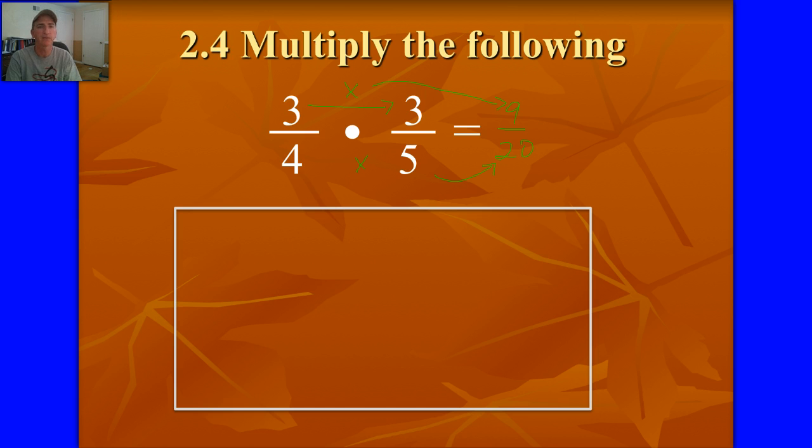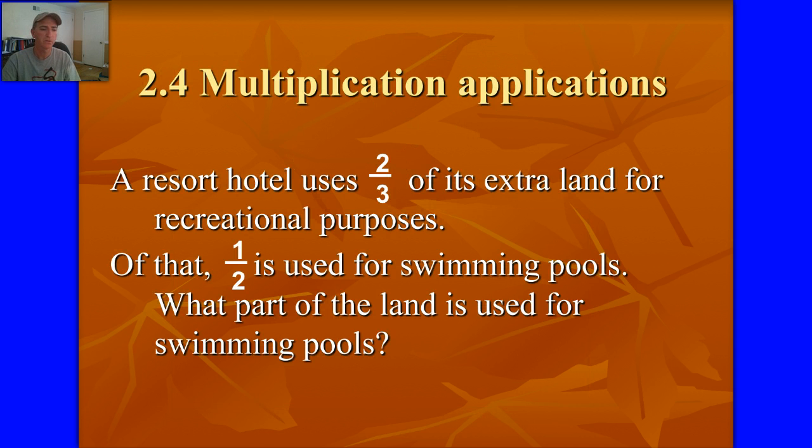All right. But that's a visual. That's what's happening when you multiply fractions. You're dividing one thing into 2 parts there. Think of it horizontally and vertically and seeing what you have left over. So this is actually a really good question right here. The resort hotel uses 2/3 of its extra land for recreational purposes. Of that, 1/2 is used for swimming pools.